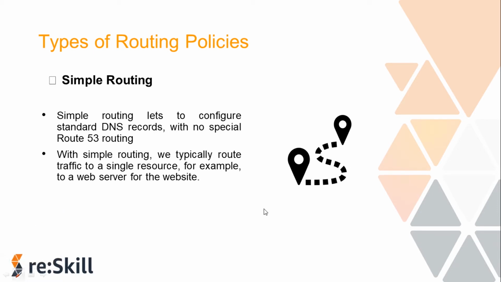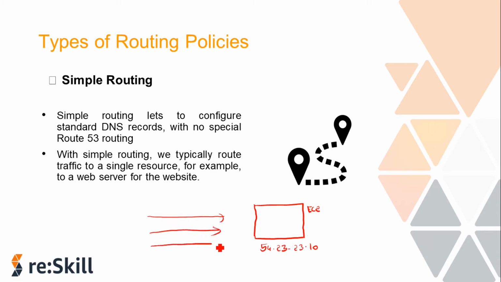Let's say this is the server on which my application has been hosted, and the IP address for this may be 54.23.23.10. Let's say this is the IPv4 IP address for my EC2 instance web server, and these are the requests that are coming in. So Route 53 will just send all the requests that are coming in to this particular server.